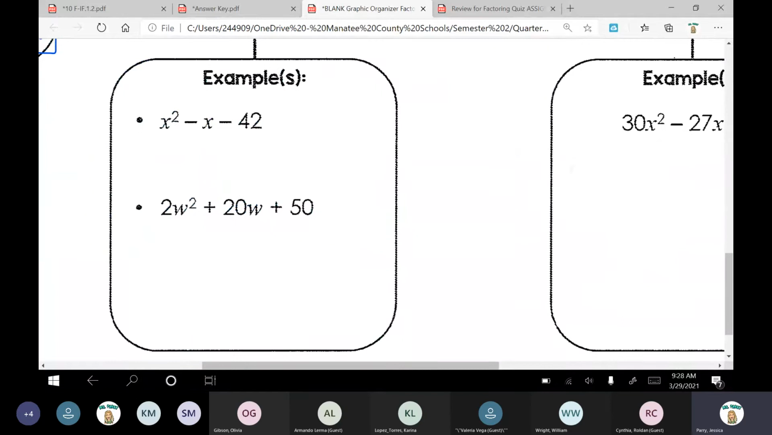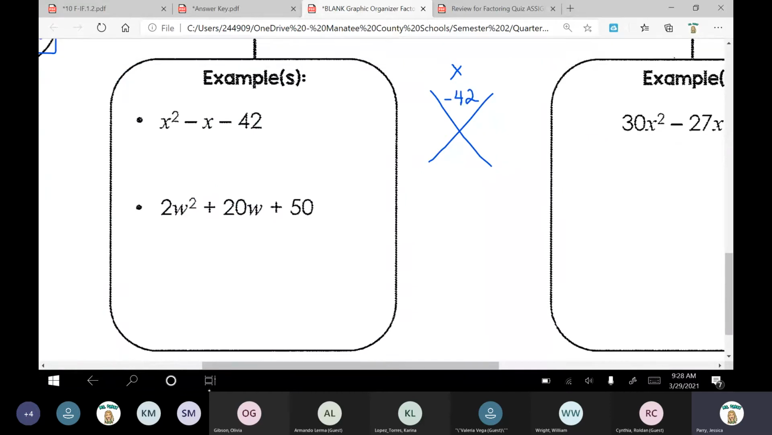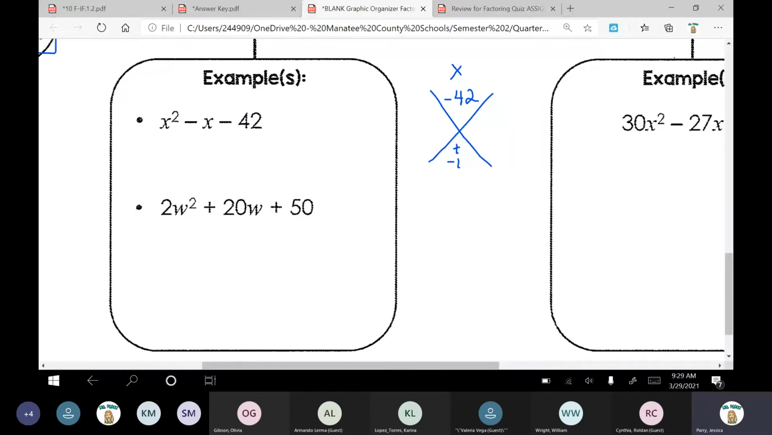Again, you can also actually use the x puzzle with this too, so I'm going to draw it out. We need to see what multiplies to the factors of c, and for this one it's a negative 42, and then what adds to b, and b is negative 1. Okay, so let's think. What times what is negative 42, and then what plus what would be a negative 1.